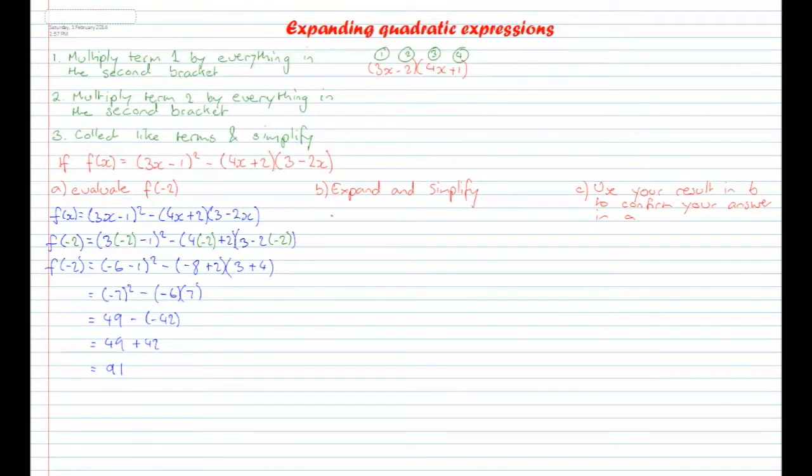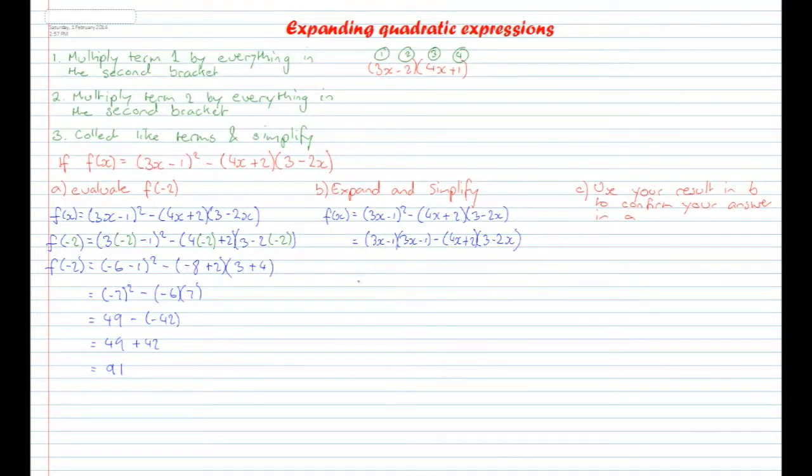Now it says expand and simplify, so we're going to write out f of x again. So f of x is equal to (3x minus 1) squared minus (4x plus 2)(3 minus 2x). I'm going to rewrite that in a slightly different way. This is equal to (3x minus 1)(3x minus 1), I've just rewritten this bracket that's being squared twice, minus (4x plus 2)(3 minus 2x).